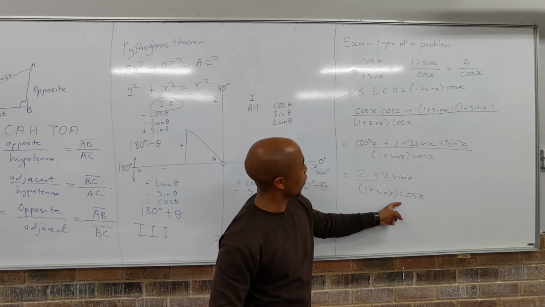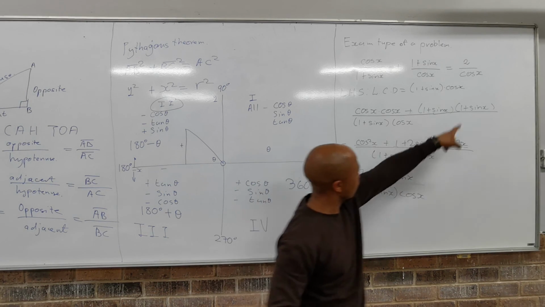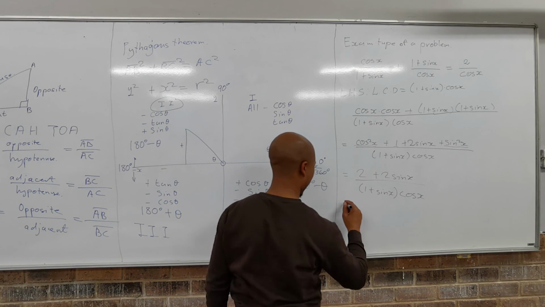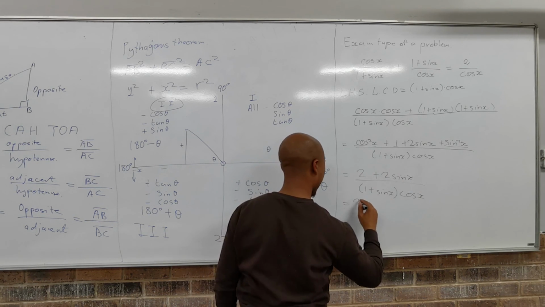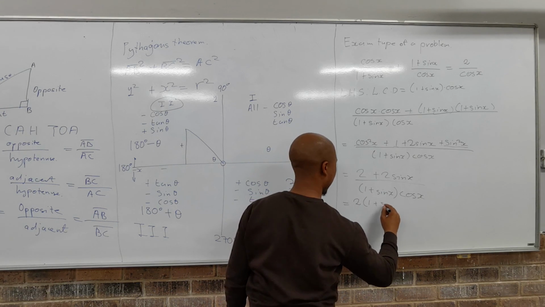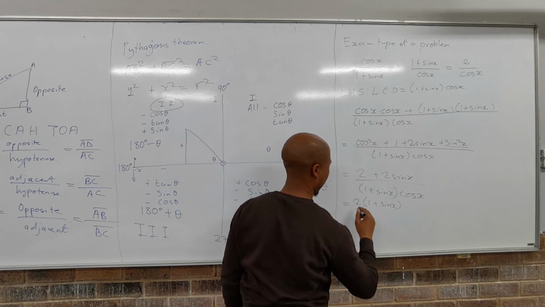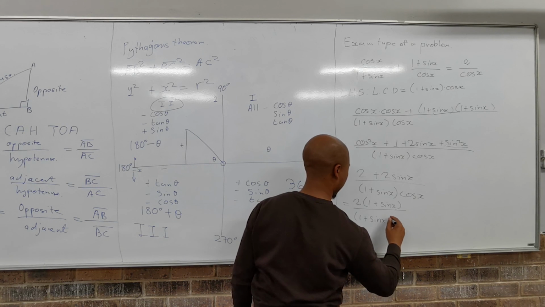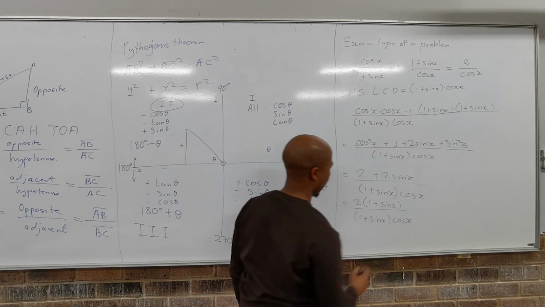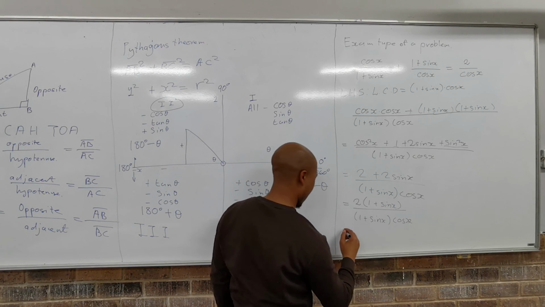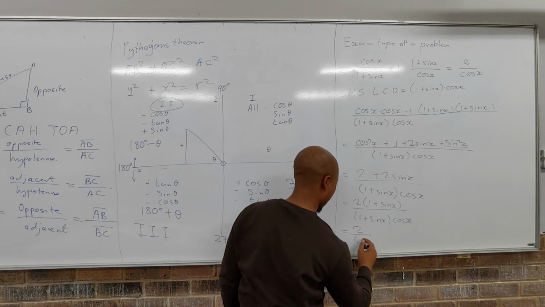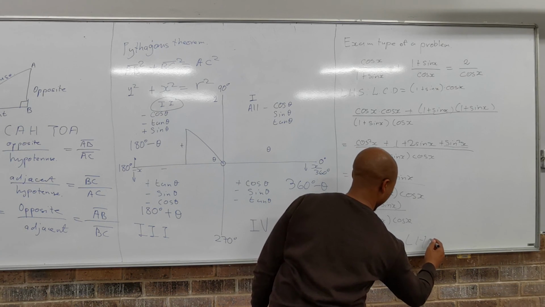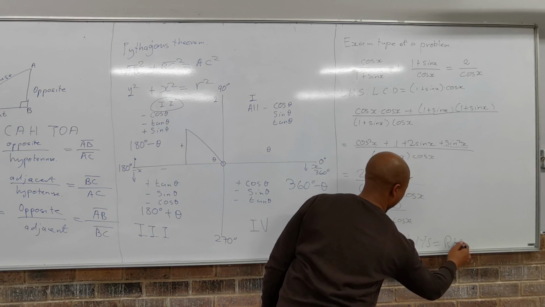Okay, let us look at the denominator. We already have cos x. Now let's manipulate the numerator. In the numerator, we take out the common factor, so we have 2 times (1 plus sin x), everything divided by (1 plus sin x) cos x. This divides with this, therefore we have 2 over cos x. Therefore, the left-hand side is equivalent to the right-hand side.